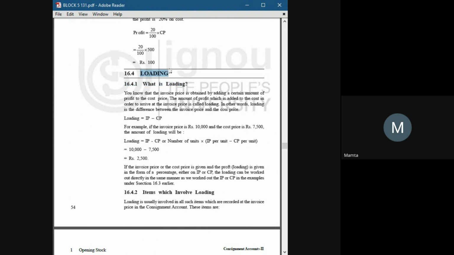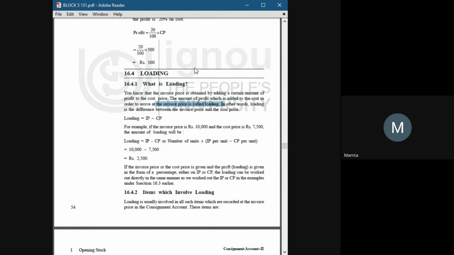16.4, Loading, which is also known as profit. You know that the invoice price is obtained by adding a certain amount of profit to the cost price. The amount of profit which is added to the cost in order to arrive at the invoice price is called loading.